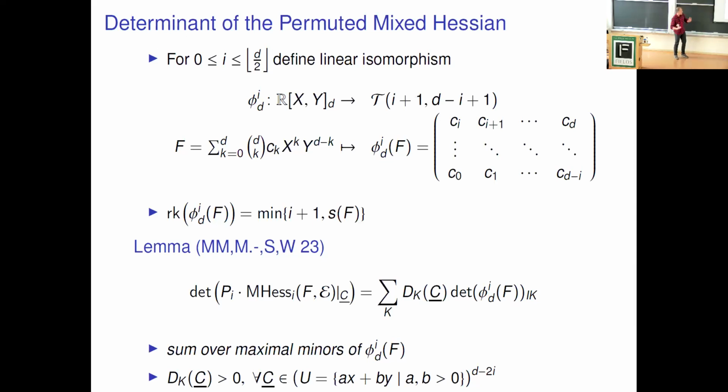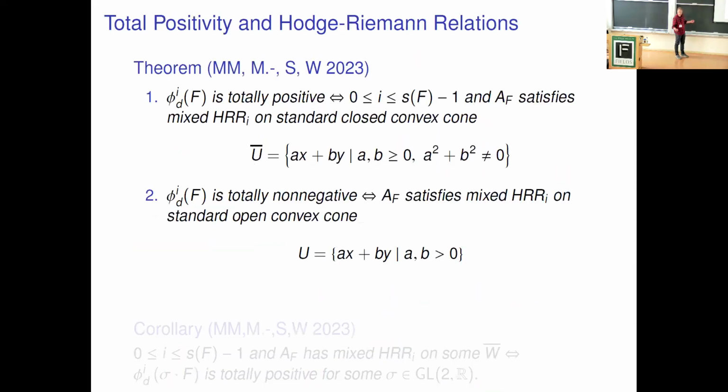So using this lemma and some other things that I'm not telling you, we can now obtain our key fact. So if phi d is totally positive, that means all of those maximal minor determinants are positive. It means all the minor determinants are positive. And you can show that that's equivalent to saying that those permuted mixed Hessian determinants are positive for all degrees up to I. And then you get this statement about mixed Hodge-Riemann on the standard closed cone and on the standard open cone. Oh, I'm at 40 already. Okay, sorry. Just give me 2 minutes.